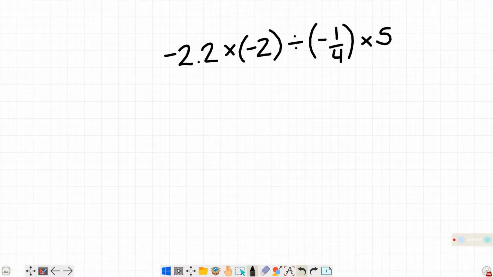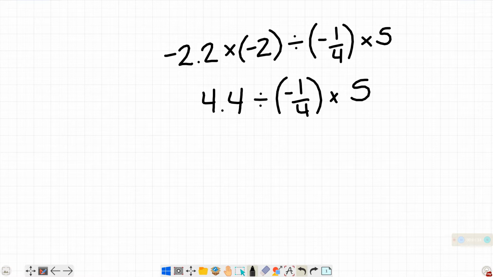Then we would do exponents, and this problem has no exponents. So then we move on to multiplication and division, but those are on the same level, the same part in our list. So we work from left to right, meaning we need to do -2.2 times -2. When you have two signs that are the same, you get a positive answer. 2.2 times 2 becomes 4.4, and it is positive. Then we still have to do the rest of it in the next step.